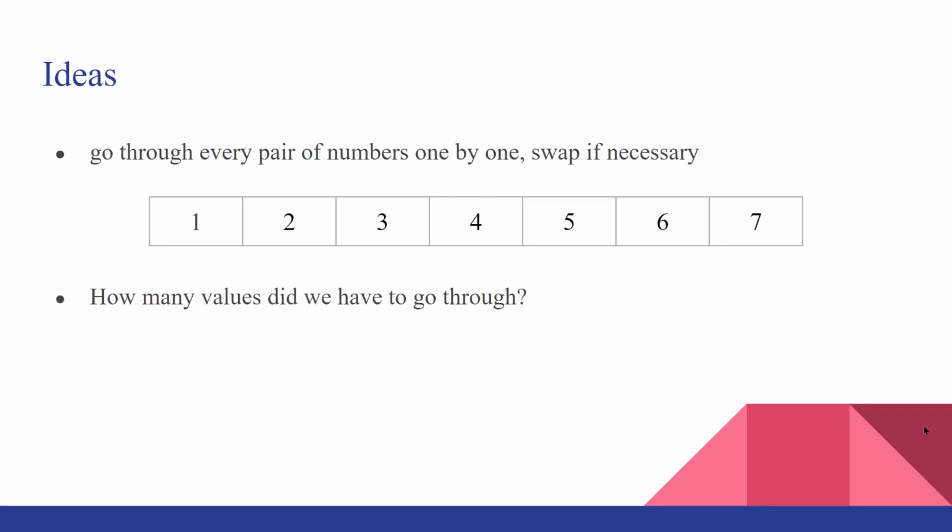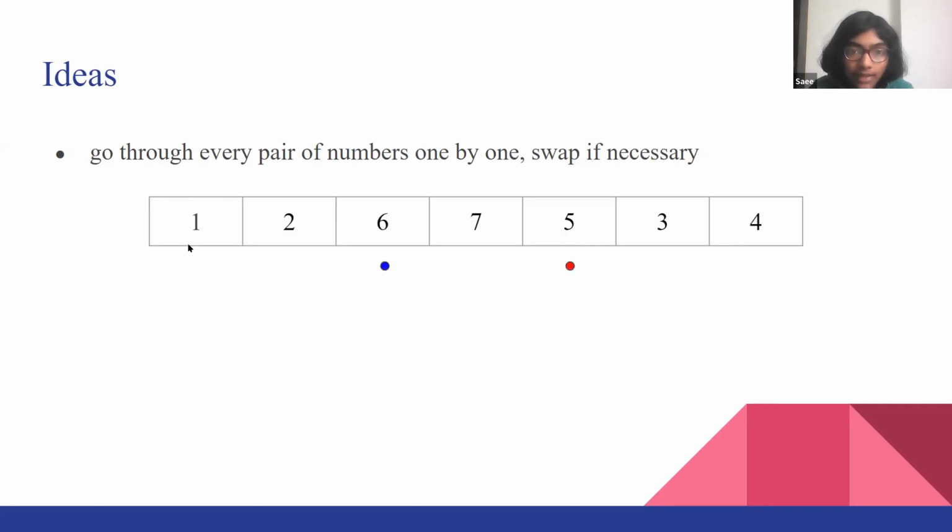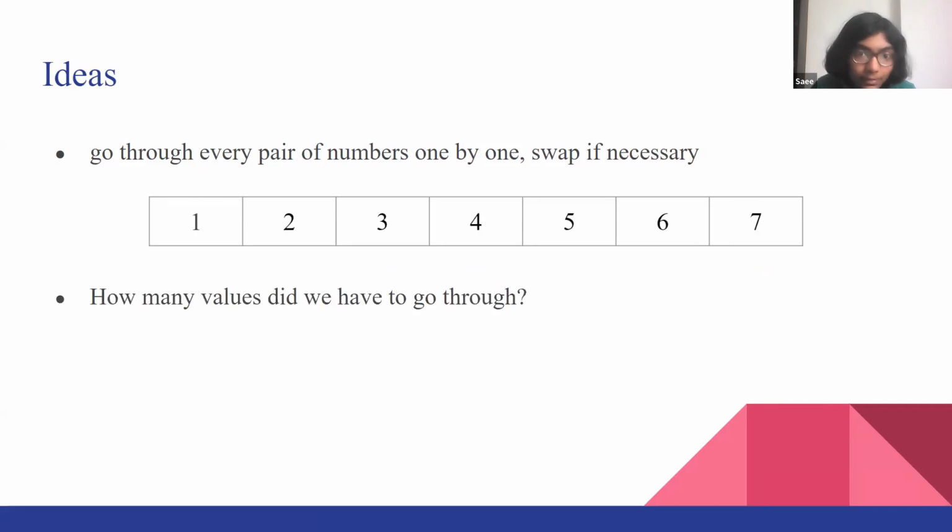21. That is correct. So how did we get 21? For the first number, we had to go through 6 values. And for the second number, we had to go through 5 values. 6 plus 5 is 11. For the third number, we had to go through 4 values. 11 plus 4 is 15. 15 plus 3 is 18. 19, 20, and 21. Beautiful.